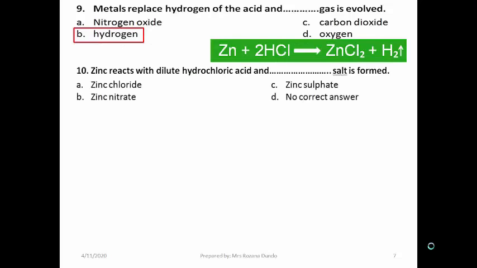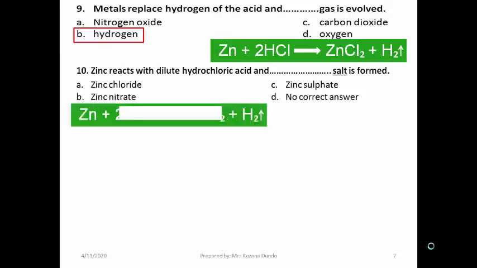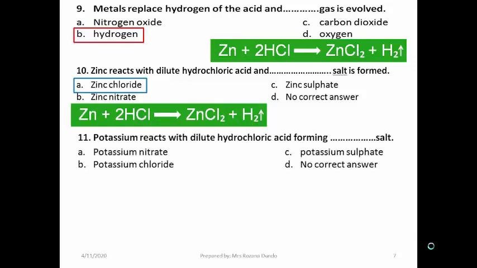Zinc reacts with dilute hydrochloric acid and a salt is formed. Let's see the reaction. Zinc plus hydrochloric acid gives zinc chloride plus hydrogen gas evolves. So the right answer is A.